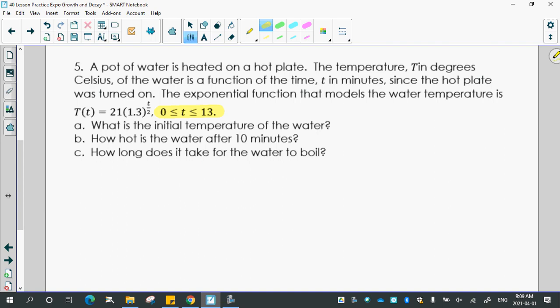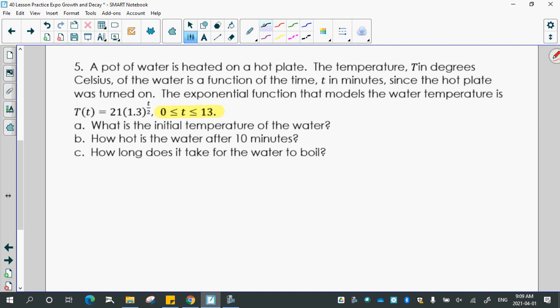It starts boiling or something like that. So after it starts boiling, this isn't valid anymore. Okay, something like that. So it's only valid for times between 0 and 13 minutes. All right, so A says, what is the initial temperature of the water?